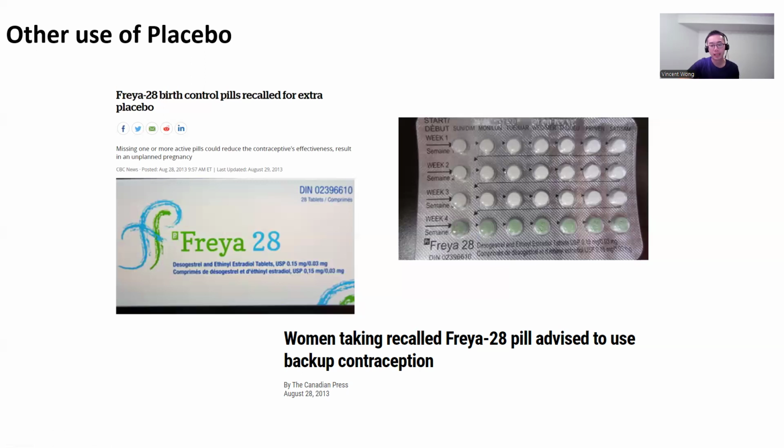Now, can anybody guess why I am paying for the full price and getting 1 week of placebo? What's the purpose of including the placebo there? Ideas? No? Okay.